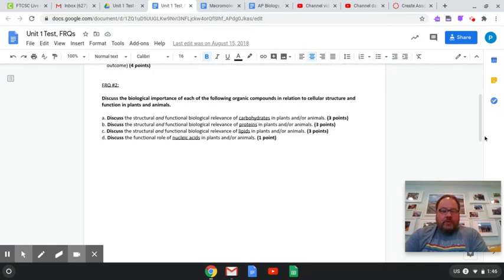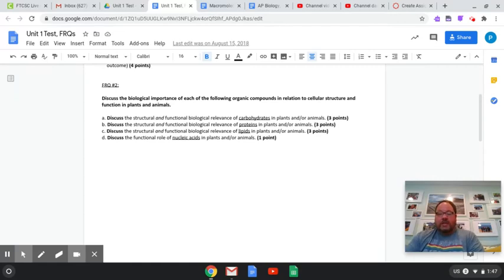Okay, FRQ2. Discuss the biological importance of each of the following organic compounds in relation to its cellular structure and function in plants and animals. So this is stuff that's basically taken from part of the Chapter 5 lecture. Section A, discuss the structural and functional biological relevance of carbohydrates. So how are carbs used structurally in organisms, and how are carbs functionally important to organisms? You can use examples in plants and or animals.